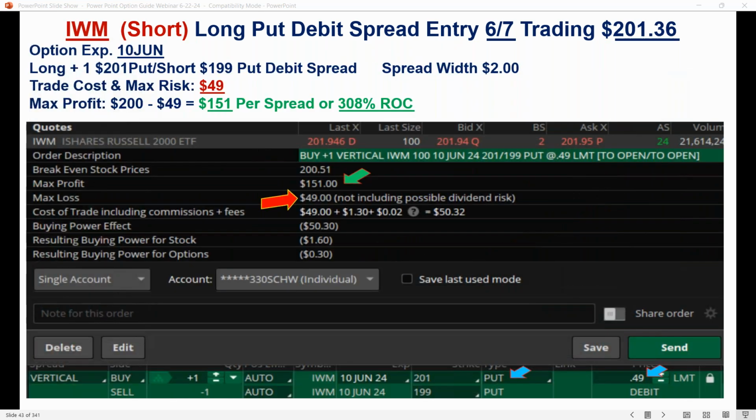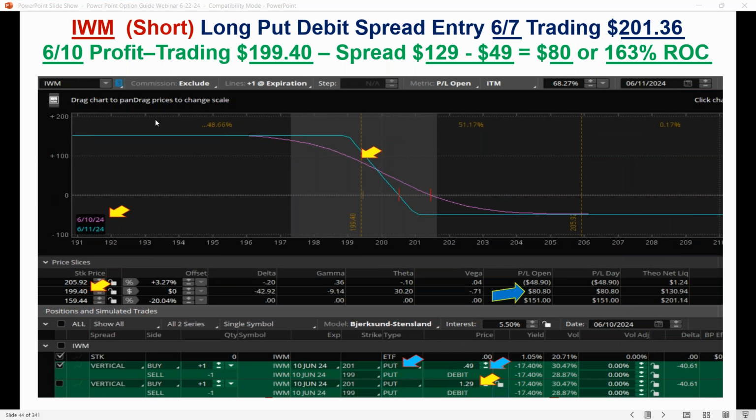So here's the profile, what it looks like. This was a put debit spread, long the 201, short the 199. Total risk was the debit paid of $49. So potential return at expiration would be $151. But we got out right on the open because a lot of times markets go down and then they slingshot straight back up. That's kind of what we were thinking would happen, and that is what happened that day. So took profit right on the open on this trade.